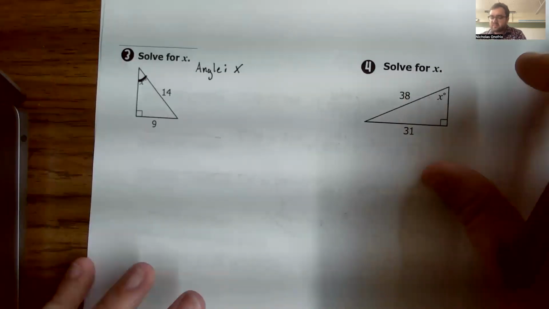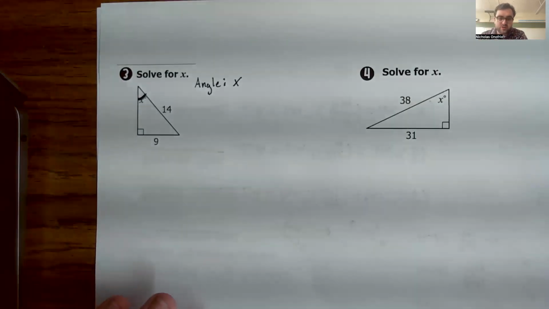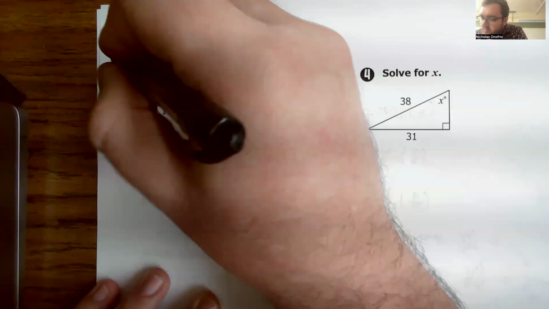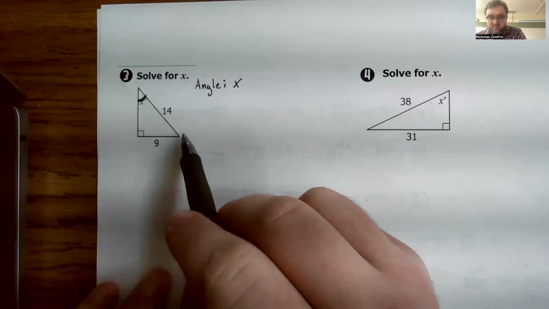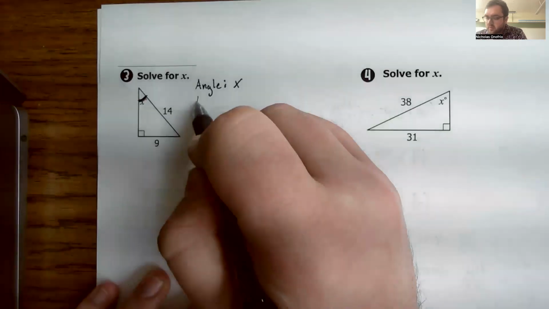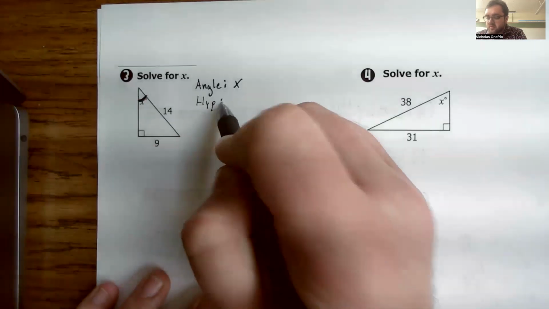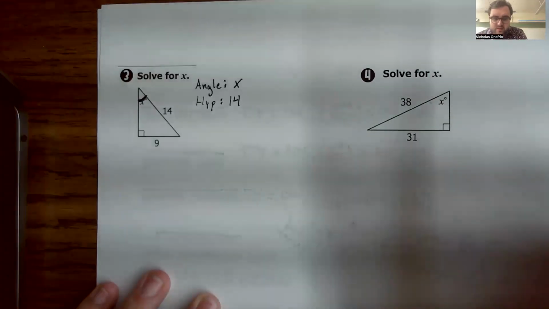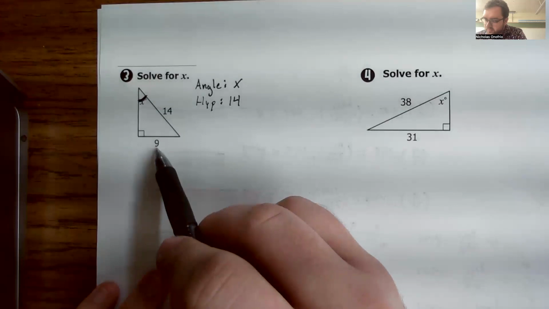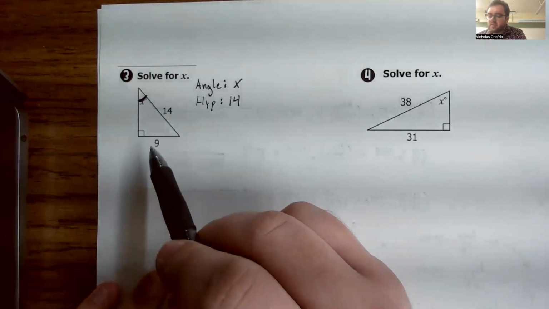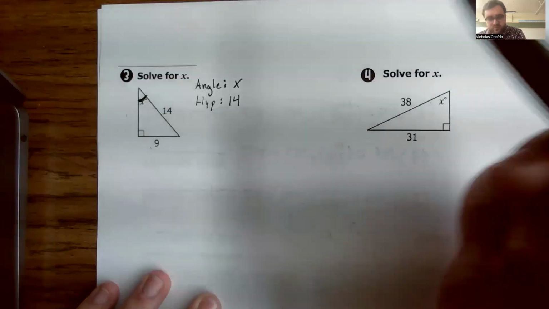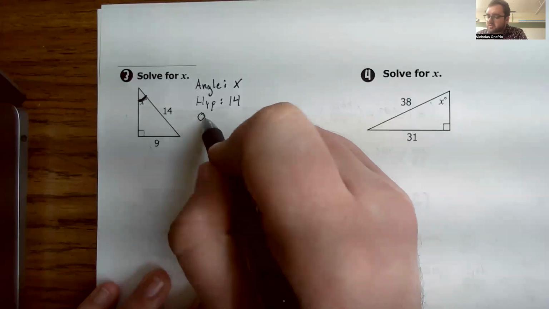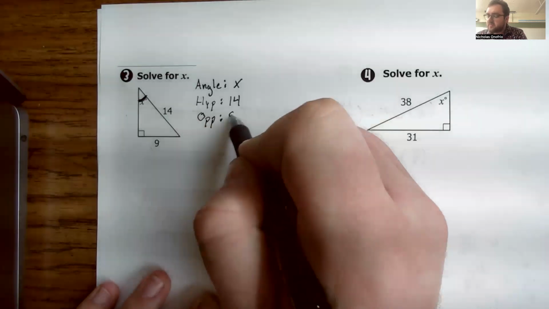Now, last class, we talked about how we could choose which trig ratio would fit best. What I notice, we do have a hypotenuse. Our slanted side is the hypotenuse. So we can make a note and say our hypotenuse is 14. And then the last thing we need to look at is to see, okay, do we have the opposite side or do we have the adjacent side? Our last number is across from the x, so we actually have the opposite side.